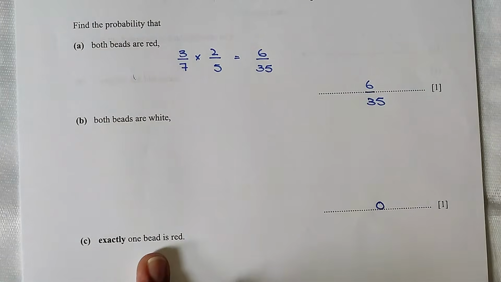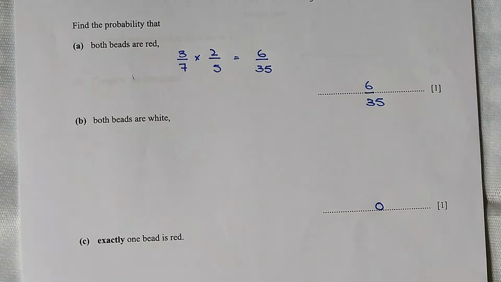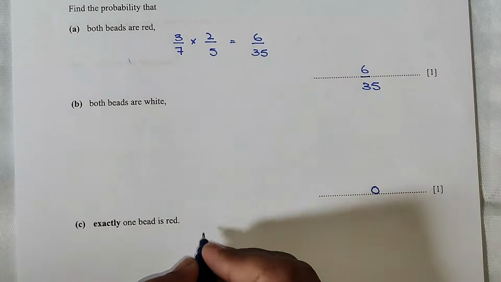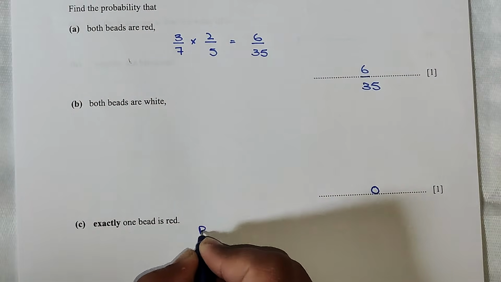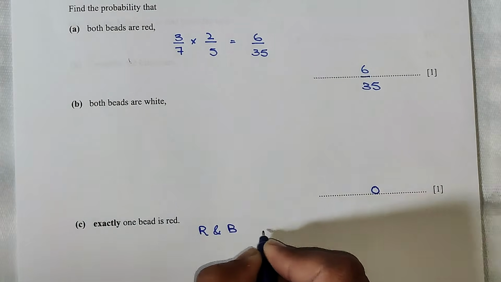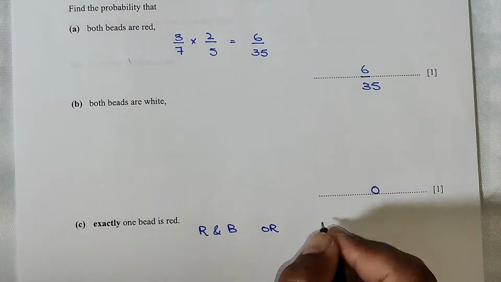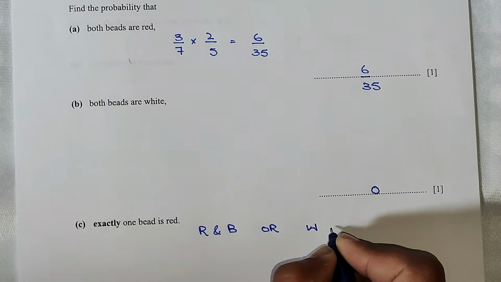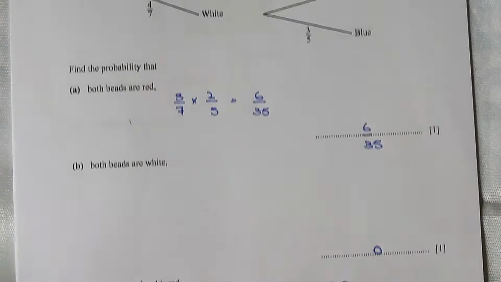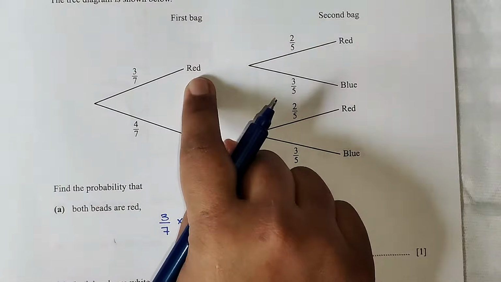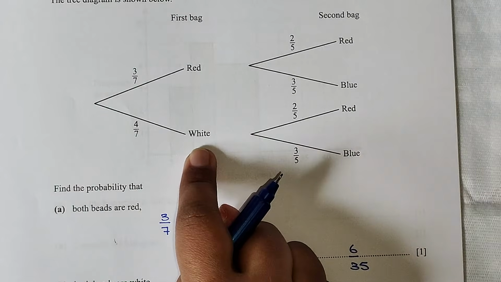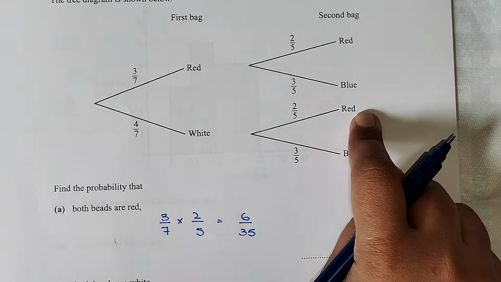Now for the third part, exactly one bead is red. It means we can make a combination: from the first bag we can take red, and from the second bag we can take blue, or from the first bag we can take white, and from the second bag we can take red. Exactly one is red, right?